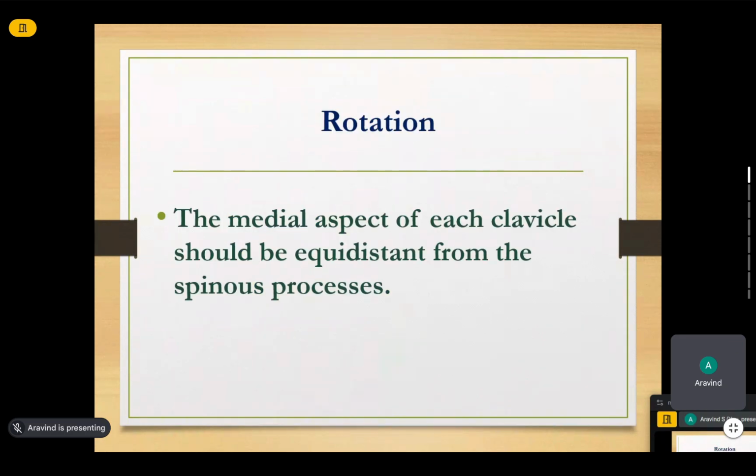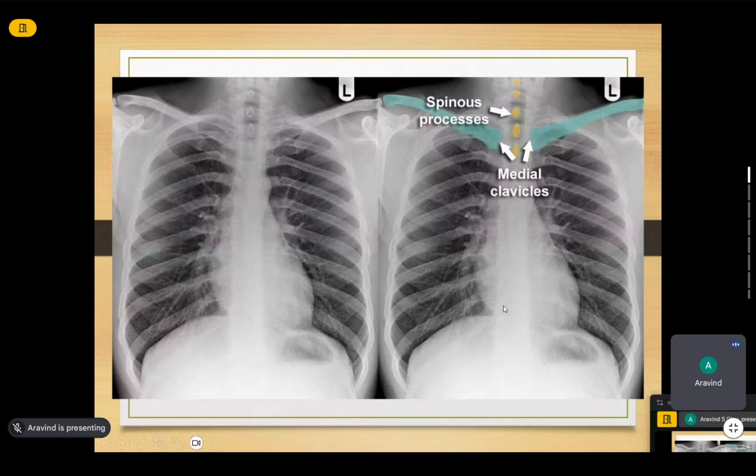First, you have to look for the rotation. To check for rotation, you just look at the film. The medial ends of the clavicles must be at equidistance from the spinous process. This is the spinous process, as you all know. If the medial ends of the clavicles are equidistant from the spinous process, it means that the image is not rotated.